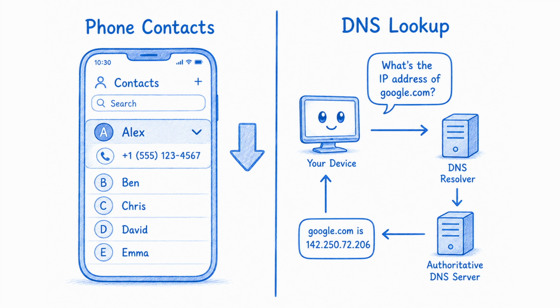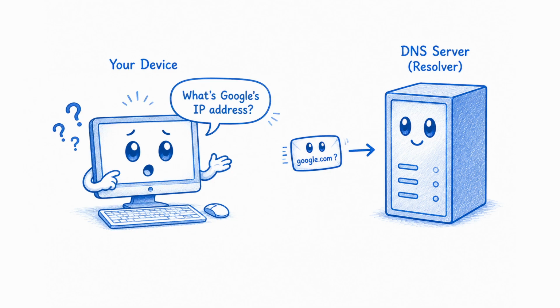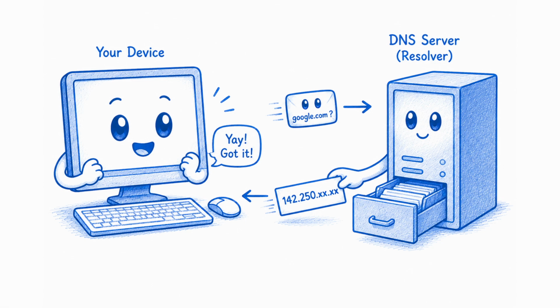When you type google.com, your computer sends a tiny request to a DNS server. It's basically asking, hey, what's the IP address for google.com? The DNS server looks it up and replies with the correct address. Now your computer finally knows where Google is and can start the real conversation.